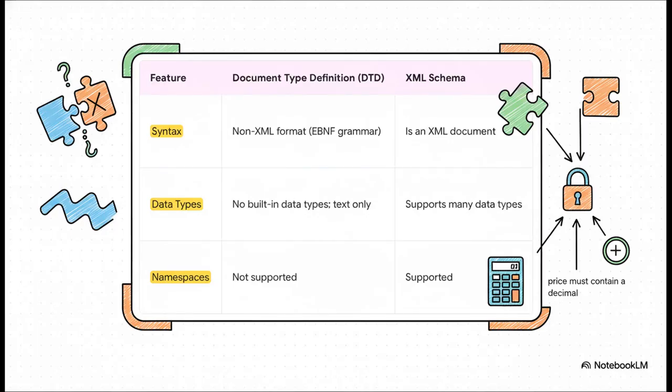The successor to the DTD is something called XML schema, and it fixed these key issues. First off, it's actually written in XML, so the syntax is familiar. But the biggest deal is that it supports specific data types. This means you can say that a price element has to be a decimal number or that a quantity has to be a whole number. This allows for much, much more precise and powerful checks.